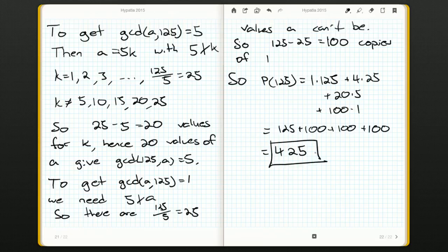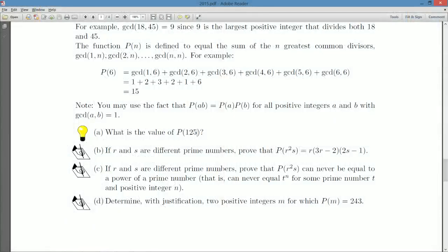Okay, a little long for a part A question, but then again, this is the final question on the Hypatia. So it's not unreasonable, and hopefully some of the work we have here will help us in B, C, or D, and those are the written parts of this question. So we have P of 125. Fantastic. Alright, B, written style question. If r and s are different prime numbers, prove that P of r squared s is r times (3r minus 2) times (2s minus 1). Alright. Well, they're different prime numbers, so we can use this rule up here.